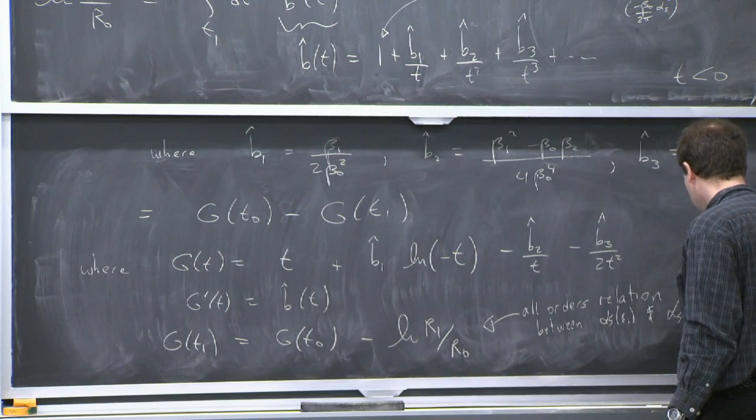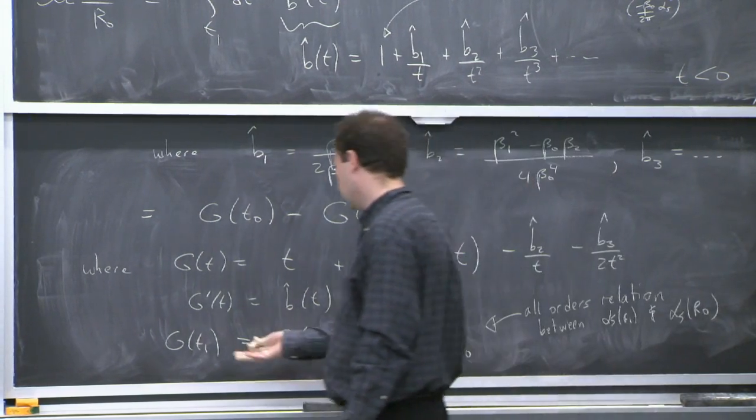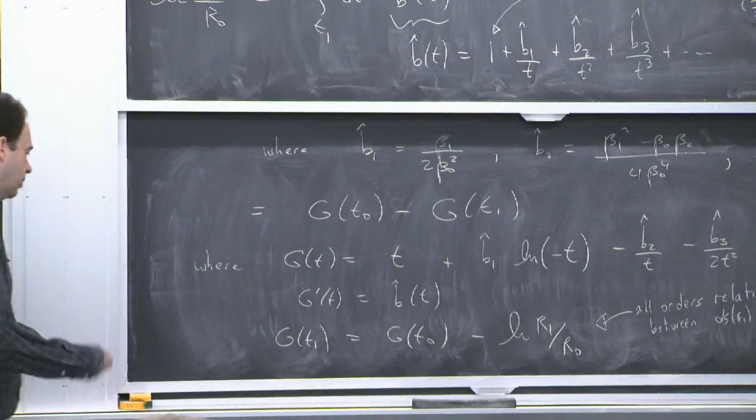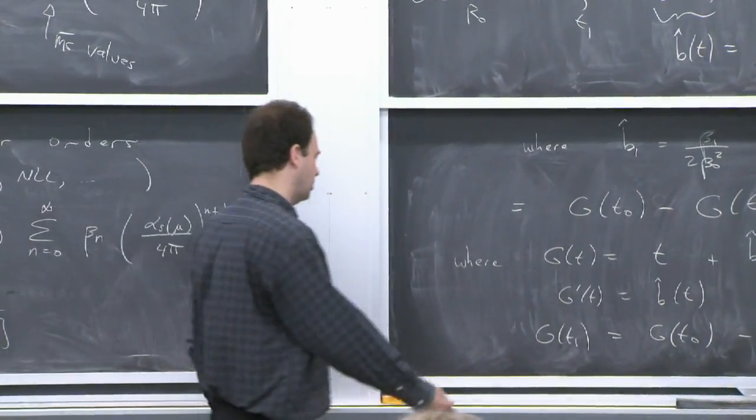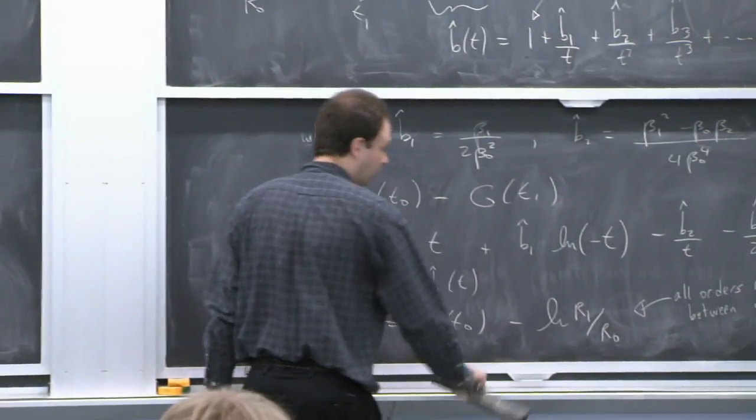And this is the extension of the usual running formula that you would write down for relating alpha at one scale to alpha at another scale. This is a generalization that includes higher order terms in the beta function.